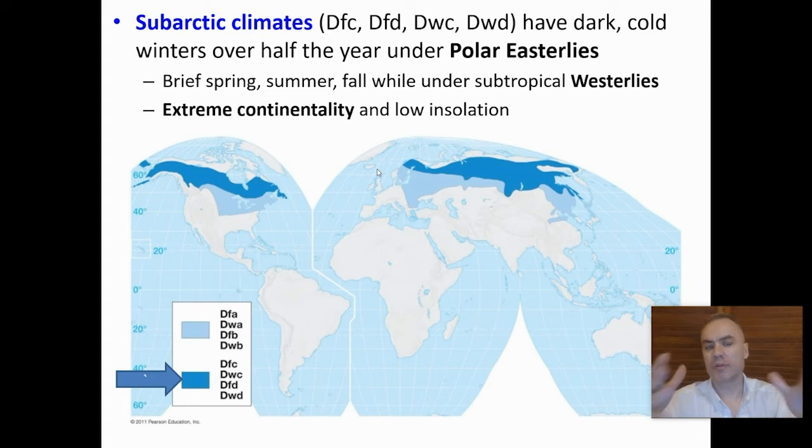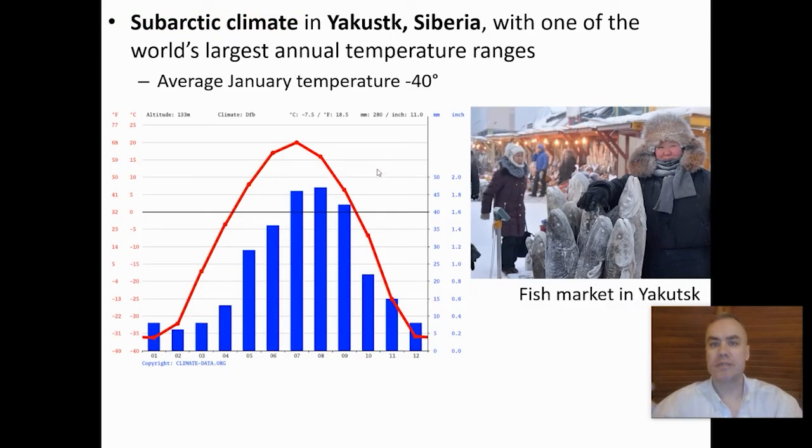Subarctic climates are where you find the coldest temperatures in the world outside of Antarctica because they have such extreme continental effects. A good example of that is Yakutsk, a city in Siberia. It's got one of the world's largest annual temperature ranges. The winter averages get down to about -40, while the summer averages get up to about 68. So that's a 108-degree range of temperatures averaged throughout the year.